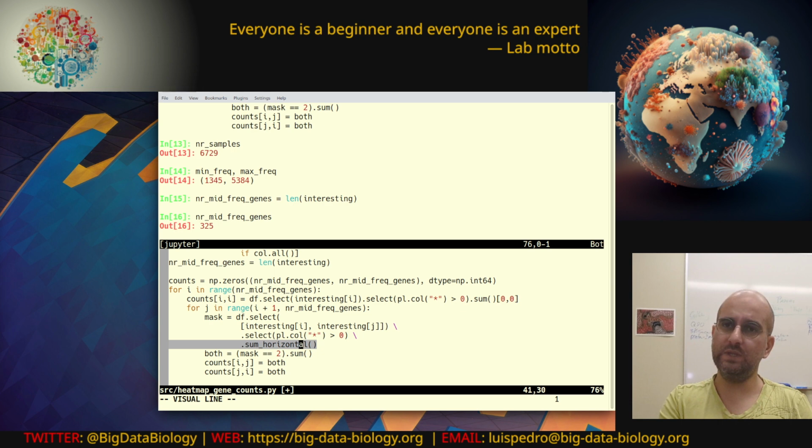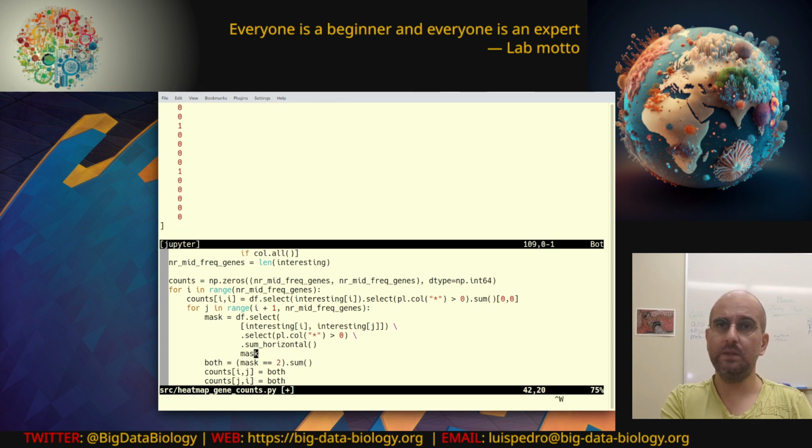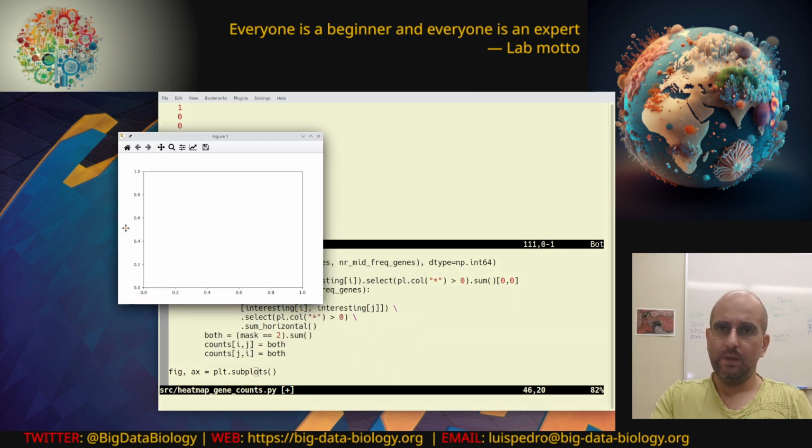Then we convert these to booleans and sum them. If we sum booleans, trues are interpreted as ones and falses as zeros. Since we have two columns, there are three possibilities. The sum can be 0, meaning neither column is true. It can be 1, meaning one of the columns is true and the other is false. Or, which is what we're interested in, it sums to 2, meaning both are true. We can see that mask here, basically columns of 0s, 1s, or 2s. And then we set these counts to both.